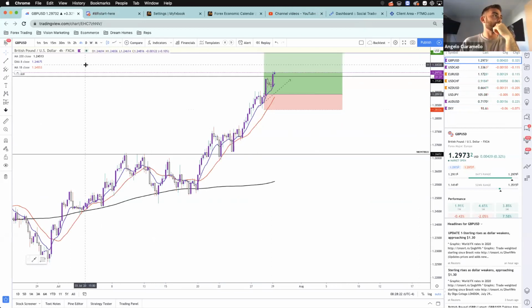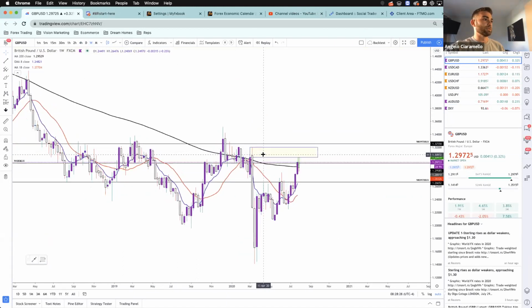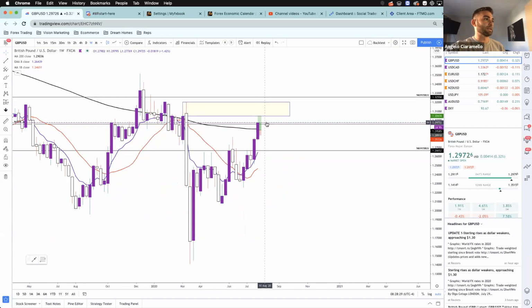Going into this week, we talked about on the Sunday market blitz, we mentioned GU pushing up into at least this weekly level.